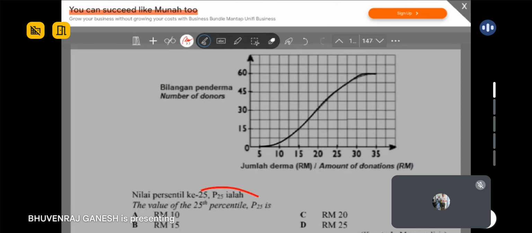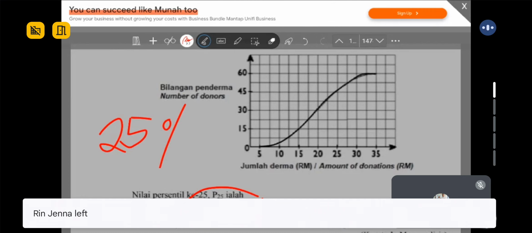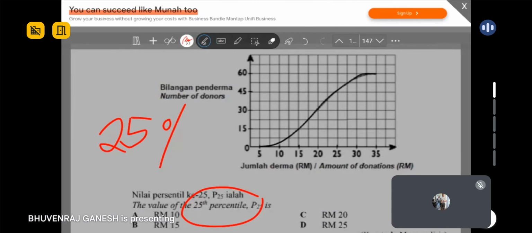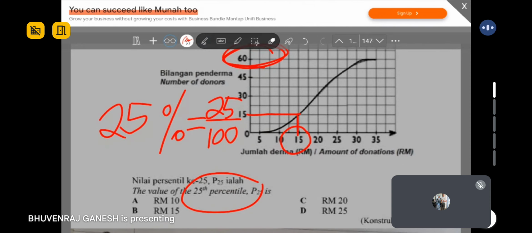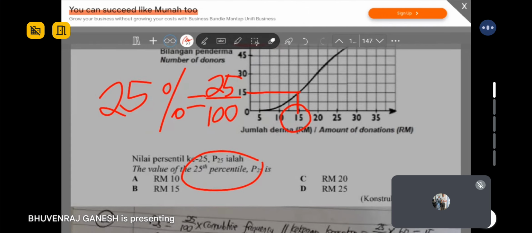What does 25 percentile mean? Persentil ke-25 maksud apa? 25% kan? Okay, 25%. So 25% mean what, guys? Is 25 over 100. Am I right? Equal to 25 over 100. So 25 over 100 times what? Times the cumulative, guys. Always remember you have to times the maximum value or cumulative frequency. Okay, kekerapan longgokan. So you will get the answer is 15. So kamu lukis garis ke 15, sentuh graf, lepas tu tarik ke bawah. So you see that your answer is actually 15. Okay, senang kan, guys? Very easy, right? Very straightforward, sangat asas.